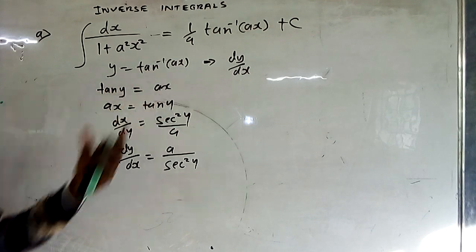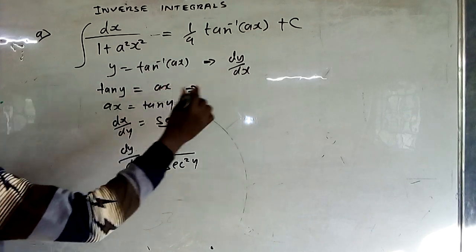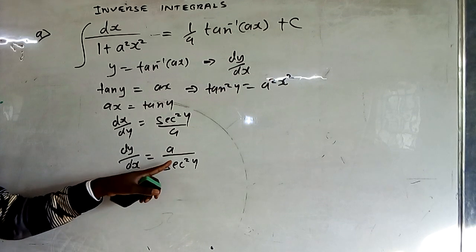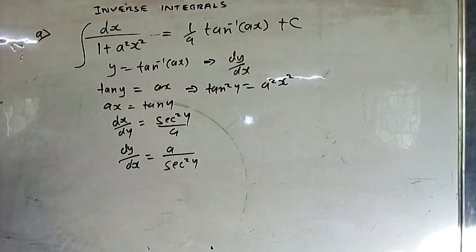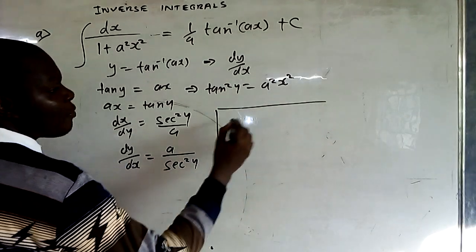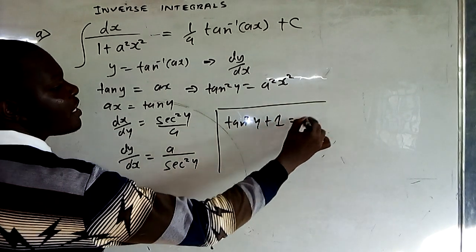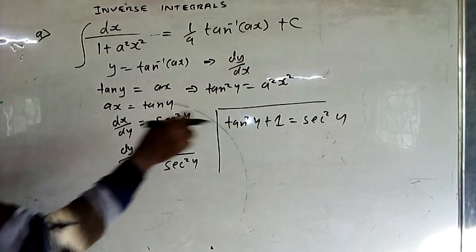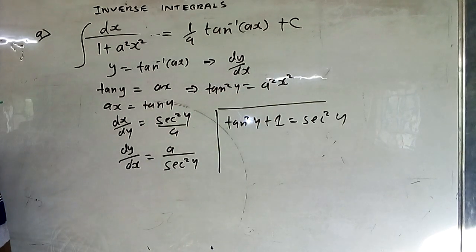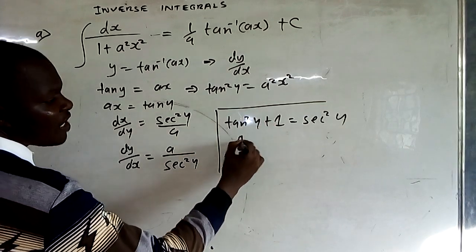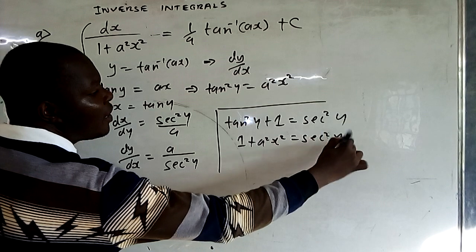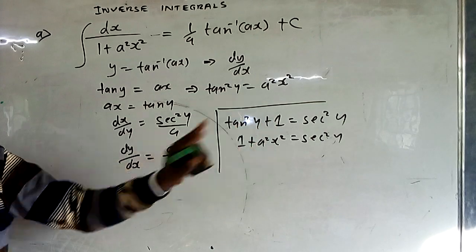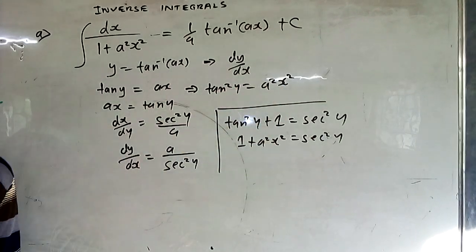But remember, we know tan y is ax. So if you square both sides of this equation, you will see that tan squared y is a squared x squared. So you can eliminate sec squared y using the Pythagorean identity. The second Pythagorean identity: tan squared y plus 1 is equal to sec squared y. But what is tan squared y? a squared x squared. So 1 plus a squared x squared is equal to sec squared y. So where there is sec squared y, you put 1 plus a squared x squared, because tan squared y is a squared x squared.